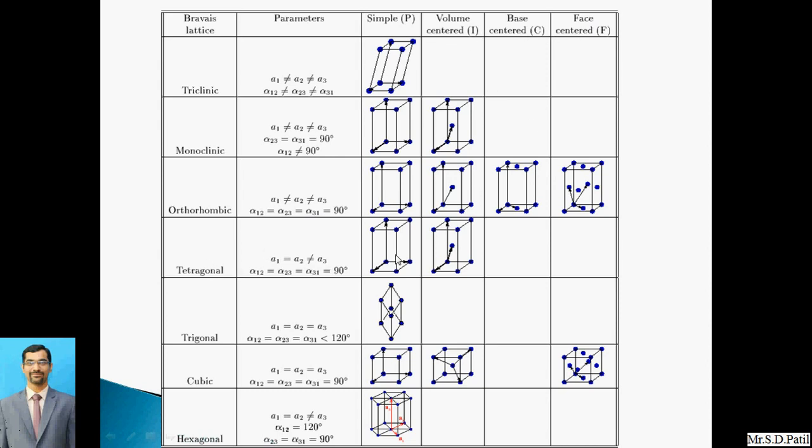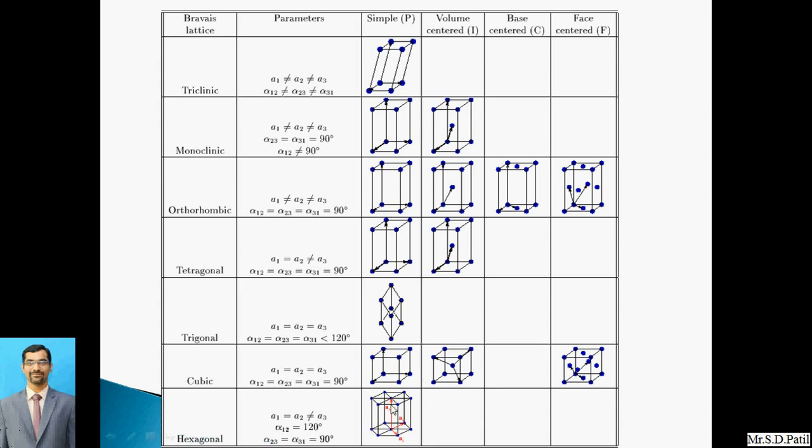Now in the tetragonal, the simple structure will be there and volume centered, where one more point will be there, that's why it is volume centered. Now in the trigonal, again the simple: 4 corners and 4 more corners. Then in the cubic structure, simple, volume centered and face centered. There will be no base centered, because all 4 corners can be considered as a base.